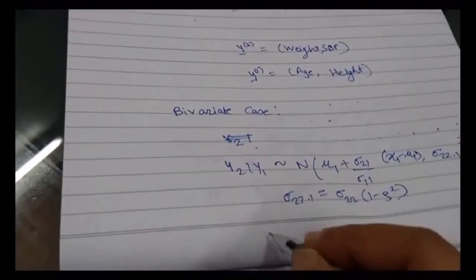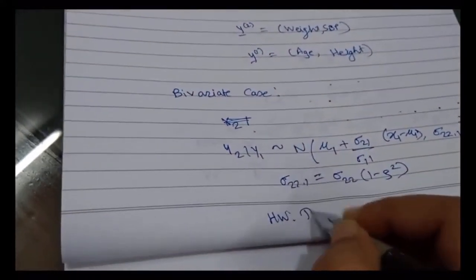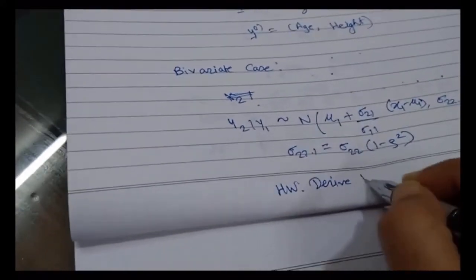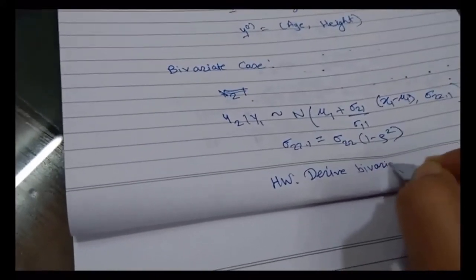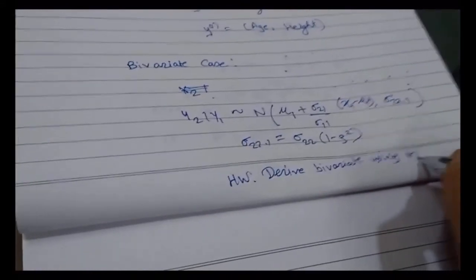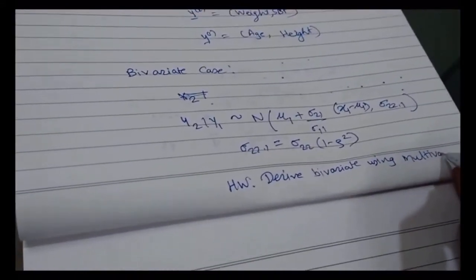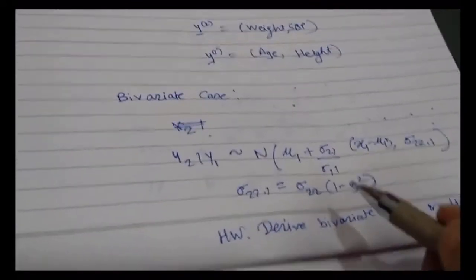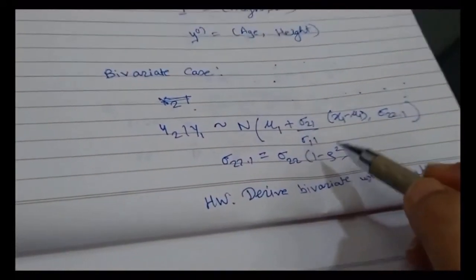Homework: try to derive this using the multivariate version. Derive the bivariate using the multivariate; just substitute p equal to 2 and check if you get exactly the same form or not. Okay. Now why did I write bivariate here? Because there are some interesting insights over here.